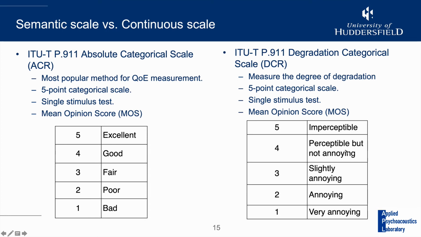The ITU-T 911 also introduces this degradation categorical scale. It also uses 5 discrete points, but this is for measuring the degree of degradation. So the labels are imperceptible, perceptible but not annoying, slightly annoying, annoying, and very annoying. Well, this scale is sometimes criticized because it mixes the perceptibility and the annoyance in a single test.